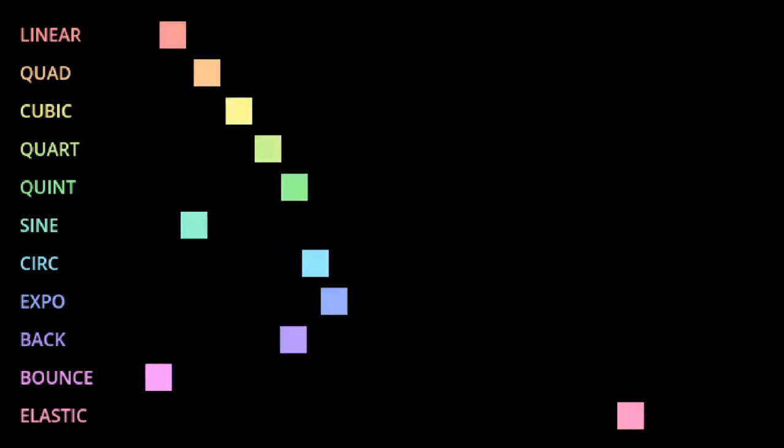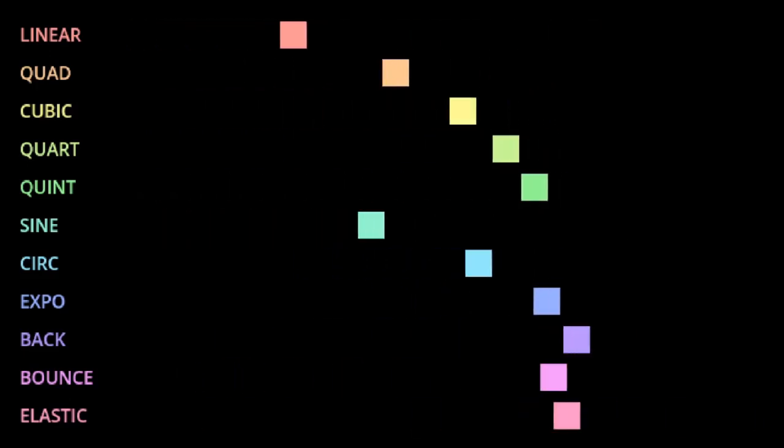Here is how all of the transition types look. The type of easing I used for these is ease out. And here is how all of the easing types look. The type of transition I used for these is cubic.